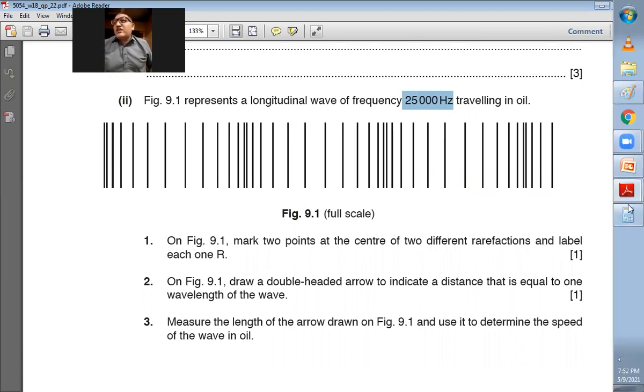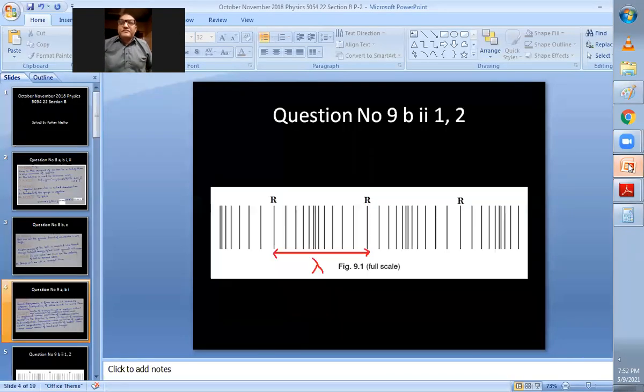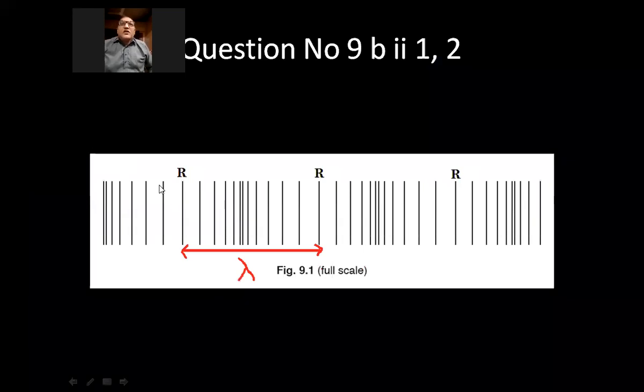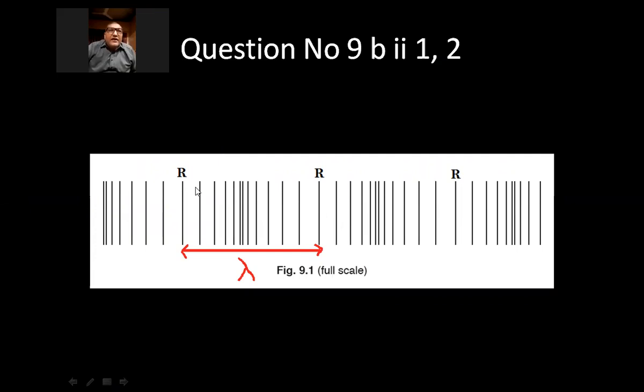I've done this and then we can continue. Here you can see I marked the center of refraction. This is the center of refraction, and this is the center of refraction. The distance between this refraction and the adjacent refraction is 1 wavelength. We say lambda. So that is lambda. You can also do it here.